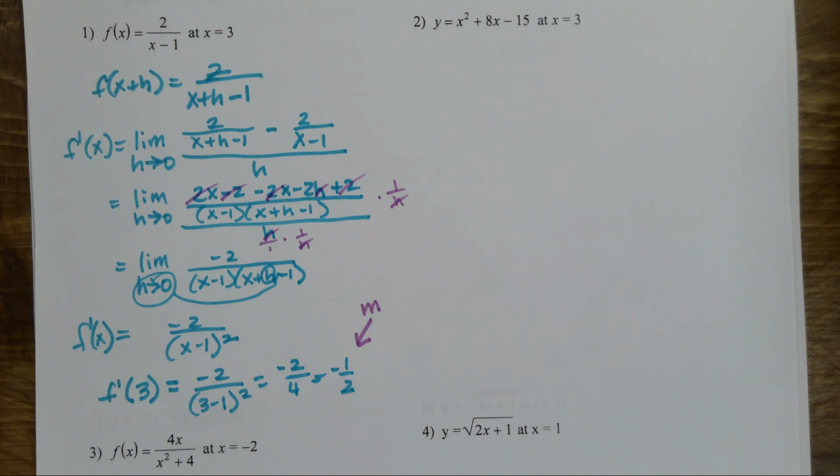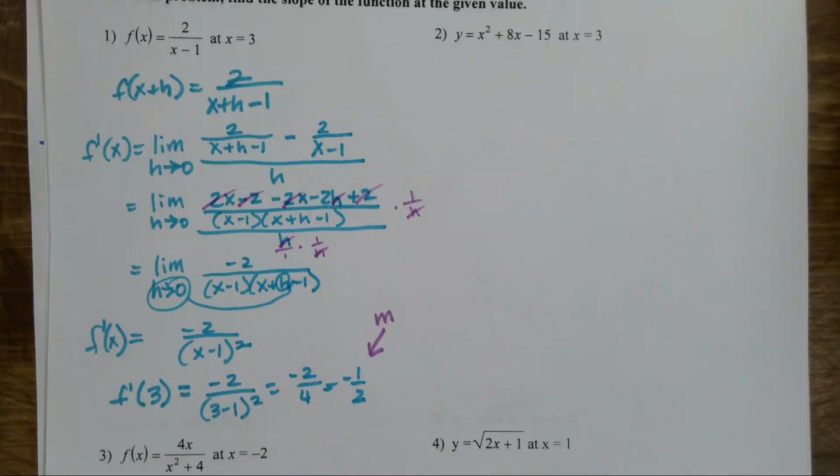And so if I were to graph this function, it's an inverse function. It's one of those that sort of look like this. You did those in Algebra 2. And at 3, I know that this is dropping fairly slowly. So let's go through and do the same thing on the next one. Find our slope, plug in our value.